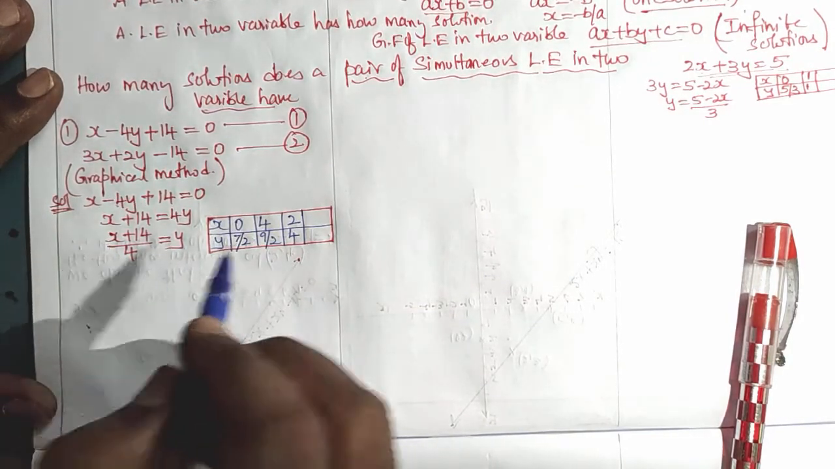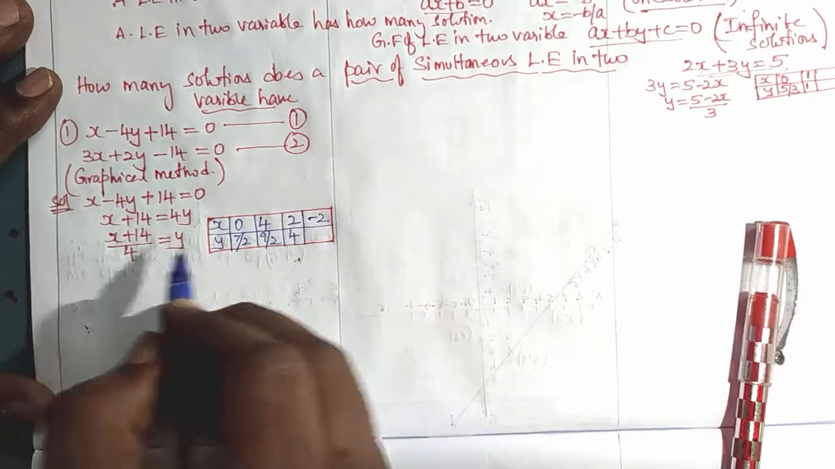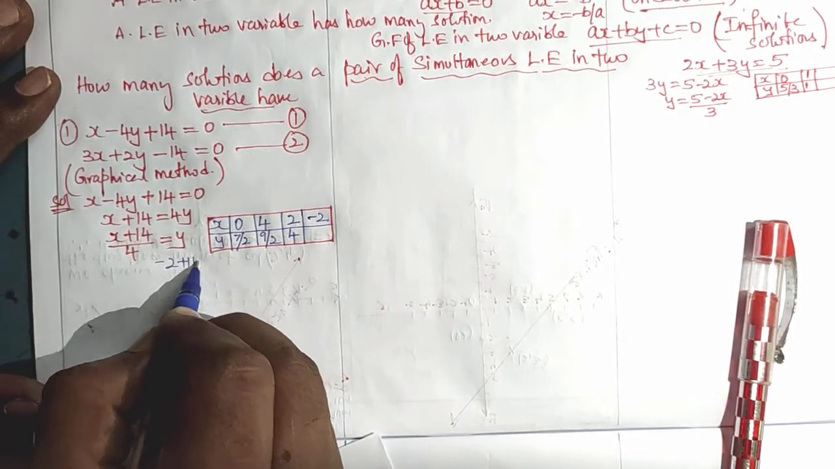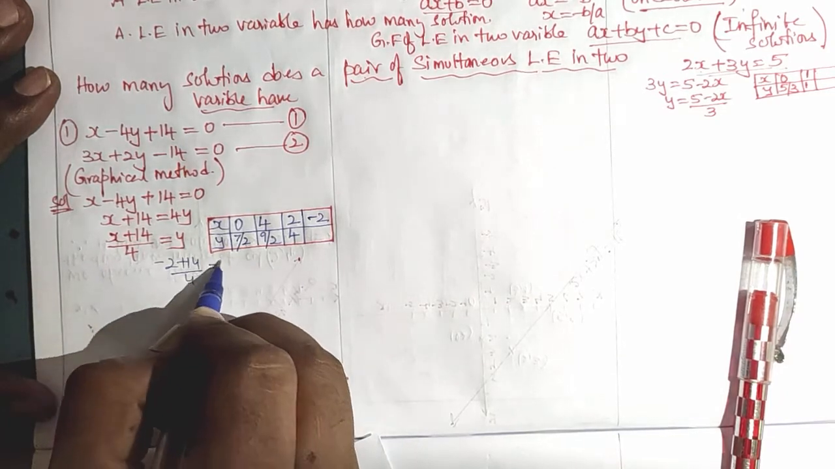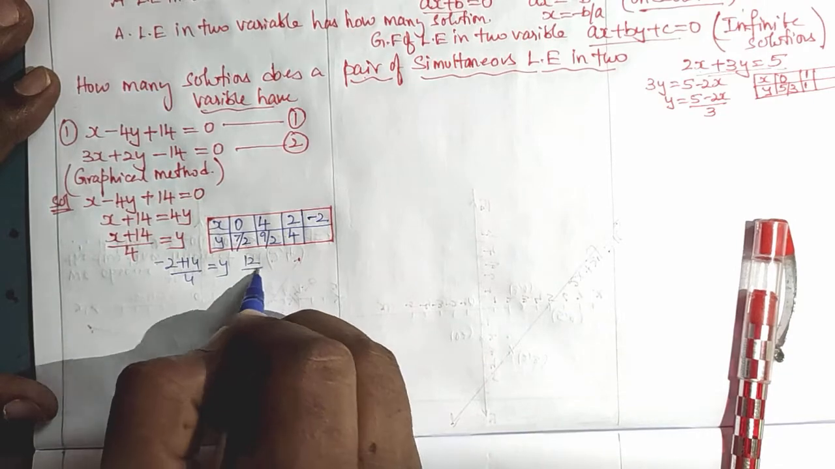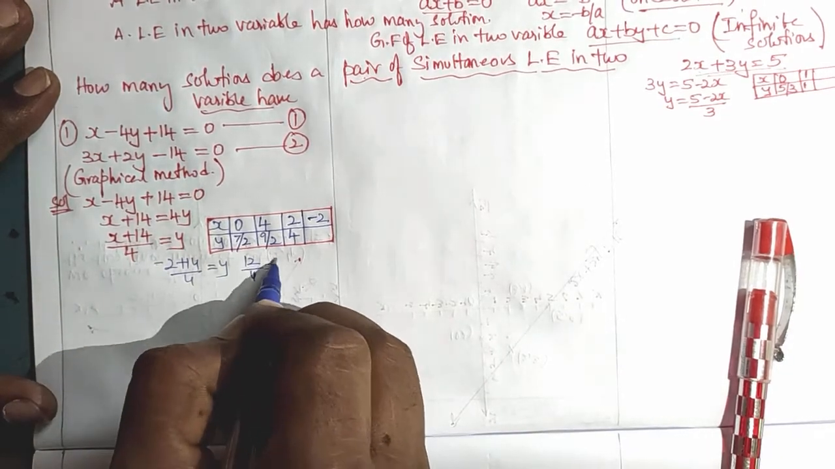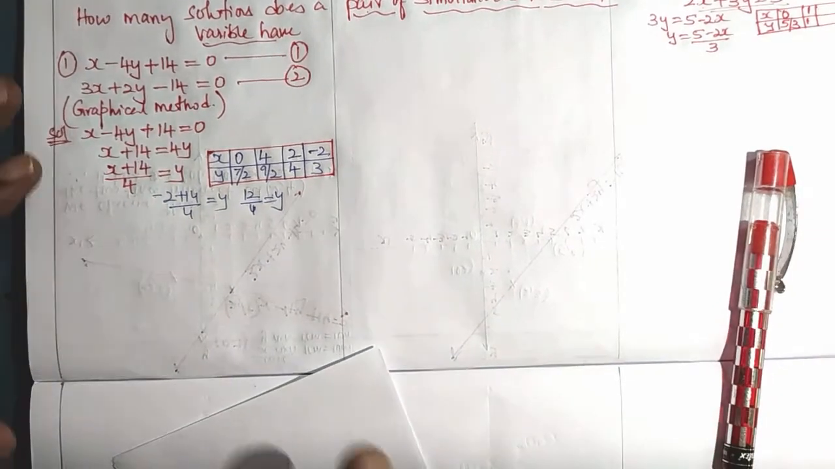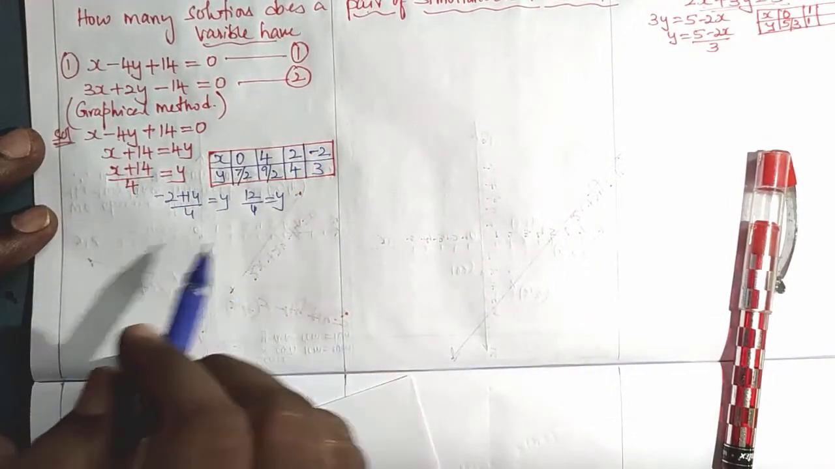If I take x is equal to minus 2, what will I get? Y is equal to minus 2 plus 14 by 4. So minus 2 plus 14 is 12, 12 by 4 is equal to y. So y is 3. Now plotting this graph, I will get a straight line.